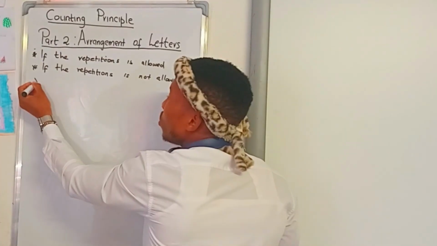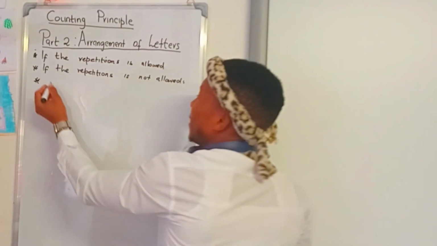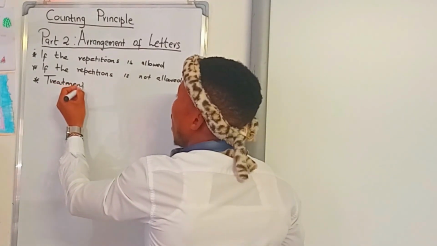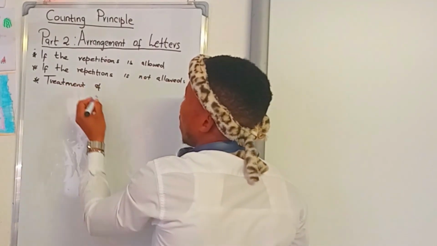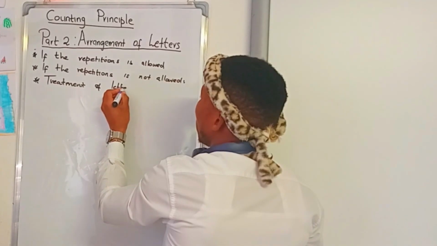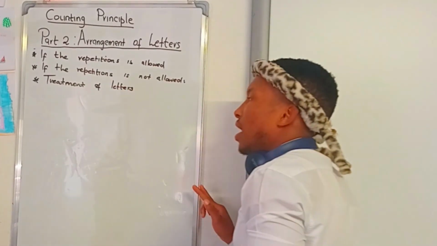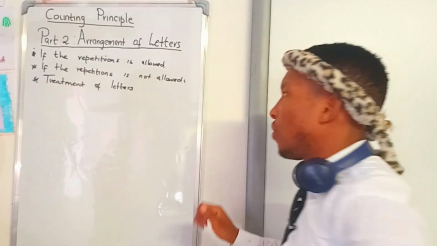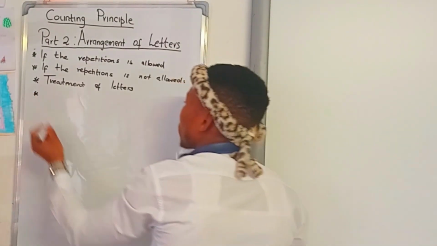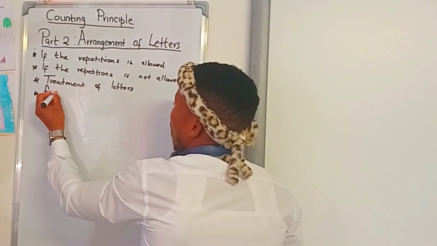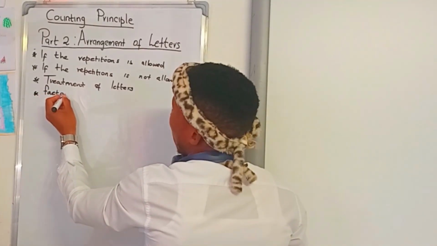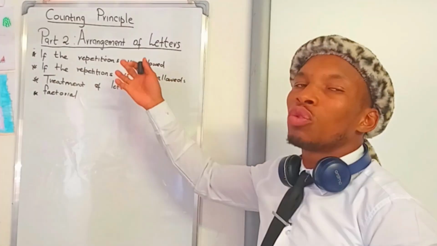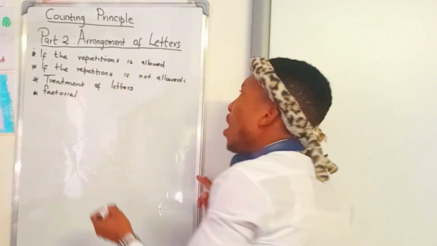Also, we're going to look at the treatment of letters today. If the letters are treated as identical and also different, then we're going to do that. Then after that, we are going to look at a factorial, the factorial sign, and how the factorial sign is going to work here on the arrangement of letters.